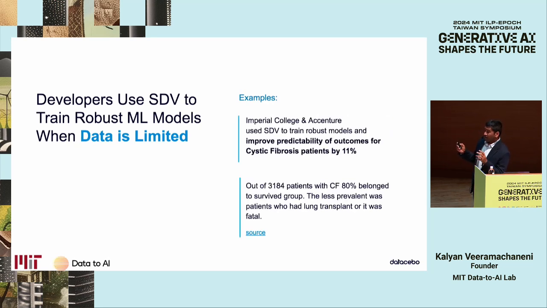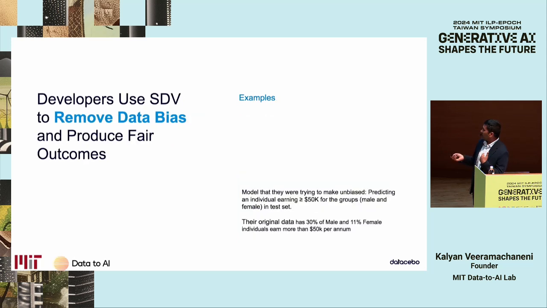Similarly, in the medical space, Imperial College and Accenture created synthetic cystic fibrosis data. In their original data, 80% of the people had survived and only 20% had bad outcomes. That's good news, but still, for learning to predict bad outcomes, they needed more data. So they created synthetic data, added it to the training, and created more robust machine learning models.